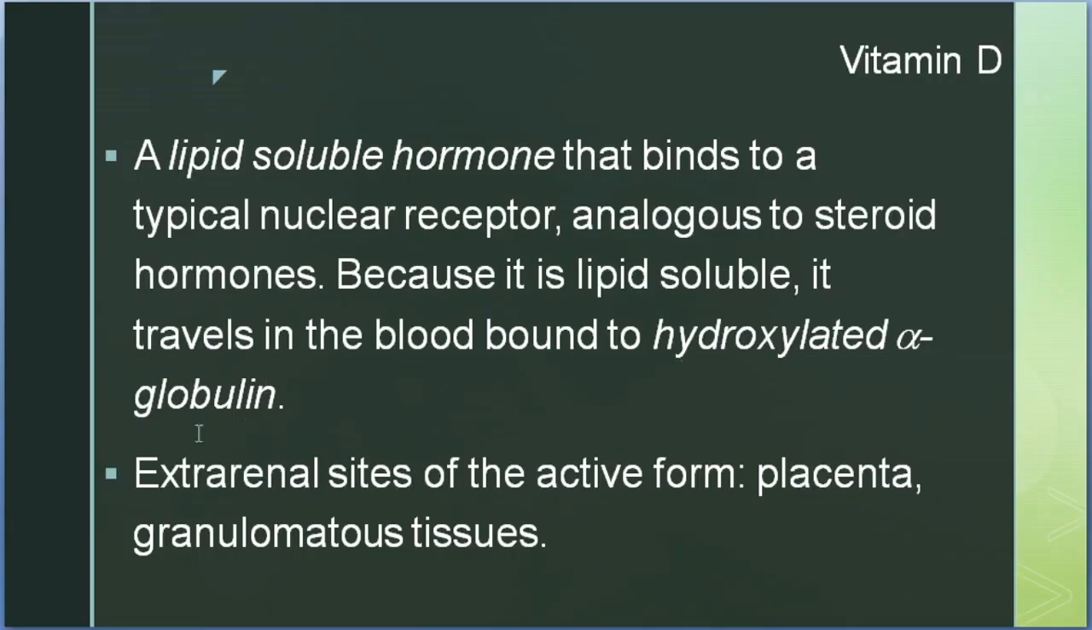There could also be extrarenal sites of the active form of your vitamin D. So, si active form ng vitamin D hindi lang matatagpuan sa ating kidney, but it could also be found in your placenta and your granulomatous tissues. Why do you think na merong tayong active form sa extrarenal site na placenta? Because of the growing fetus. The growing fetus needs a lot of calcium for growth and development that will be supported by your vitamin D.